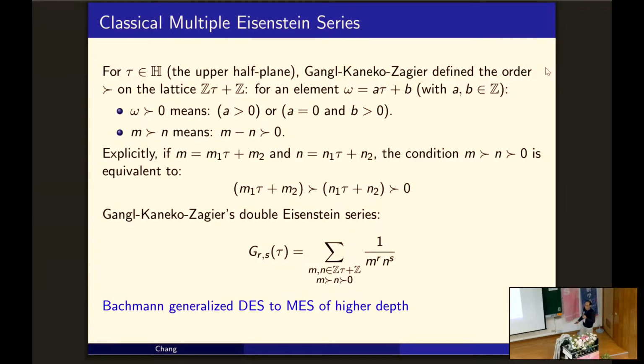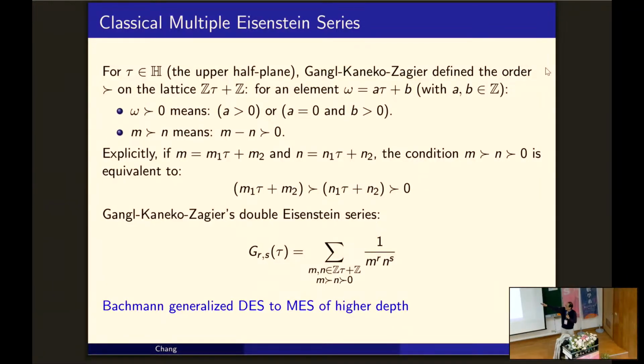Finally, I would like to mention multiple Eisenstein series. In the classical case, they were due to Gangl–Kaneko–Zagier for the depth 2 case, and later generalized by Bachmann. Here H is the upper half plane of the complex numbers. For any τ, we consider this lattice Zτ + Z, and they first gave an order on the lattice, just like a lexicographic order.